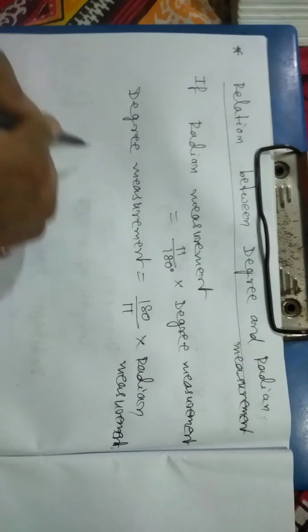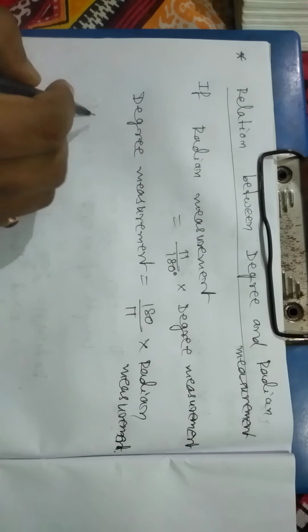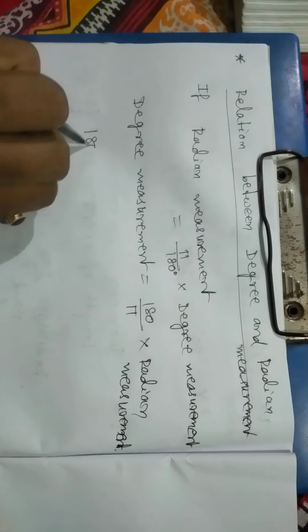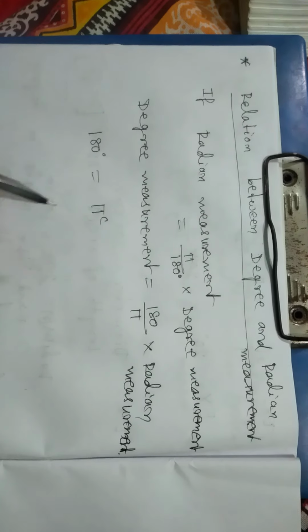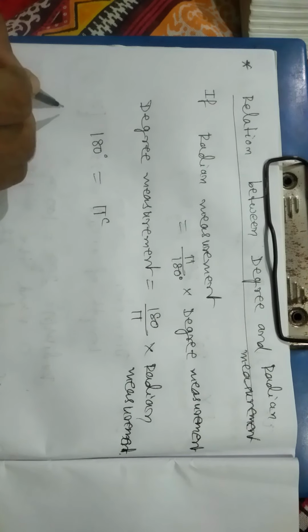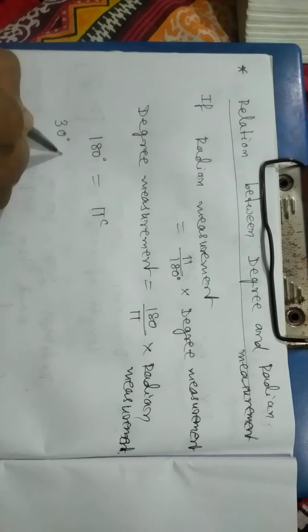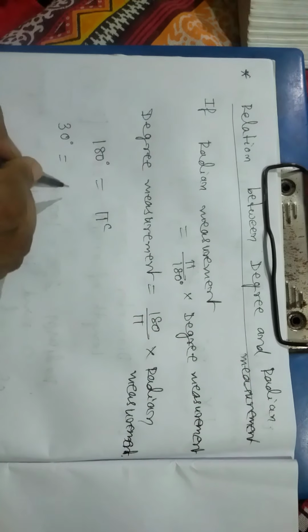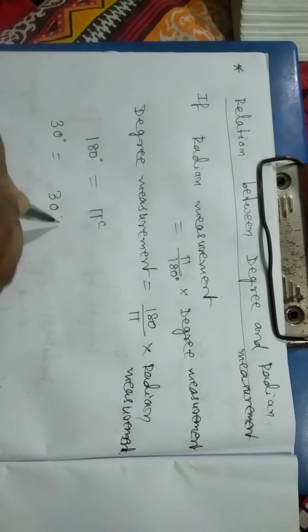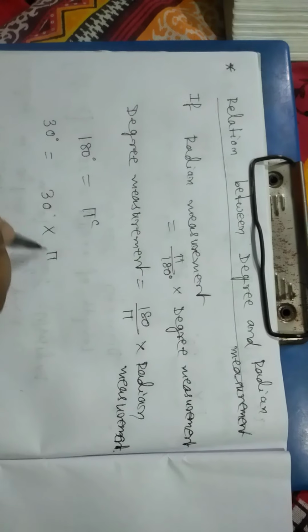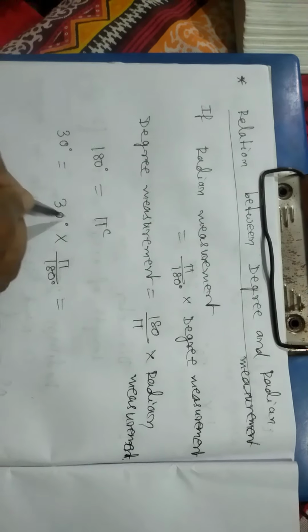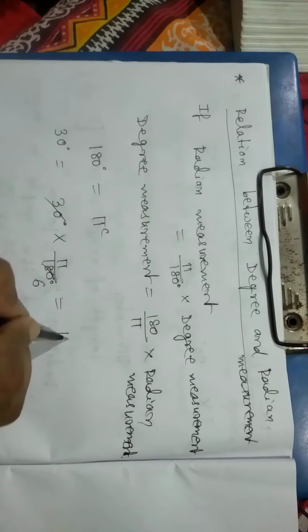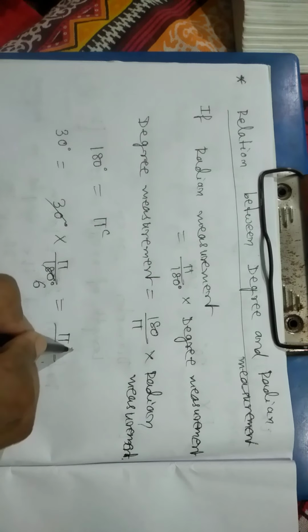From this relation, we can say 180 degree equals pi radian. It is the radian symbol, pi radian. If 30 degree is given and you want to convert it into radian measurement, then 30 into what you have to do? Pi by 180 you have to multiply. Then you get pi by 6 radian.